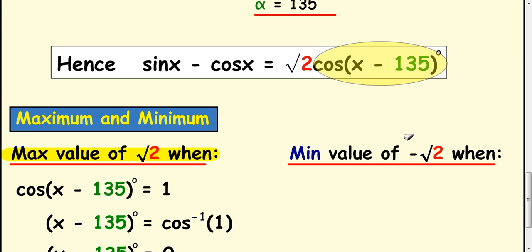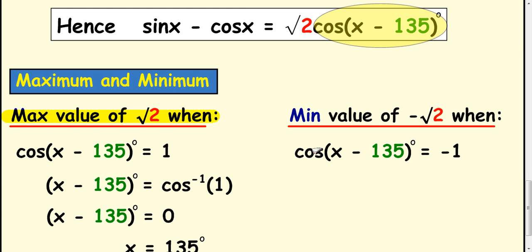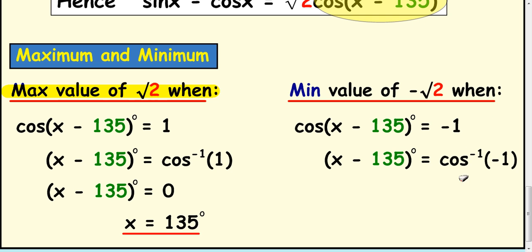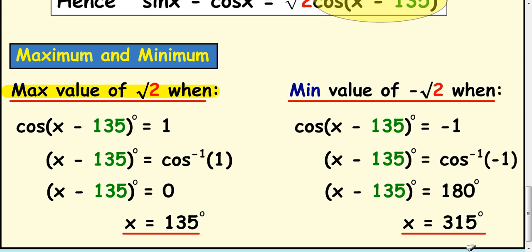Okay, so if we turn our attention to the negative root 2, this occurs when this highlighted bit in the yellow is negative 1. So same idea, you want to undo this to work out x, so inverse cos, and this occurs in the cosine wave at 180 degrees. Then to finish off, you add on 135 to 180 and you get 315 degrees. So the minimum value of negative root 2 occurs at 315 degrees. The maximum value of root 2 occurs at 135 degrees.